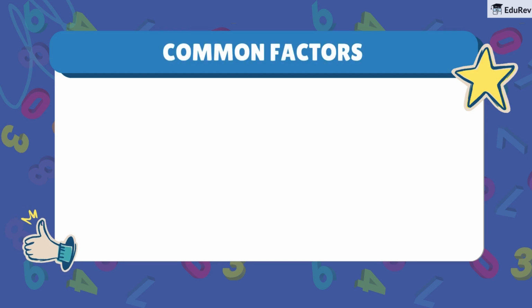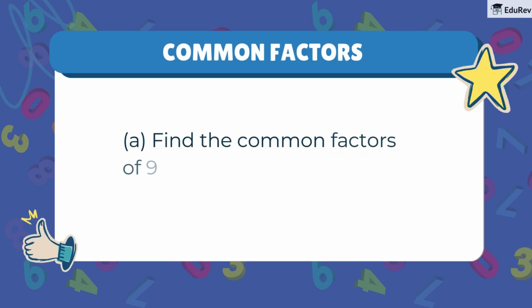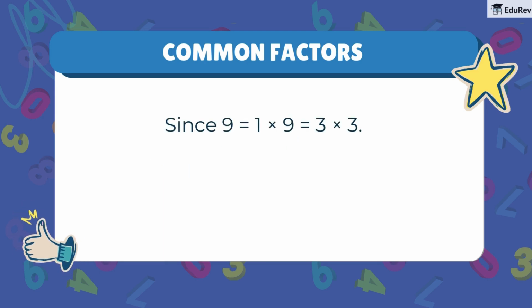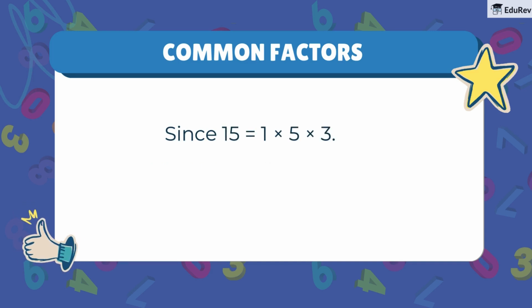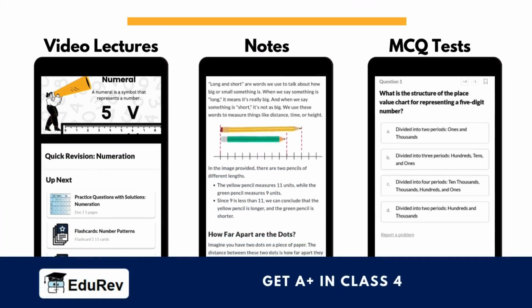Now, let's talk about common factors. The numbers which are common among the factors of 2 or more numbers are called common factors. For example, if we find the common factors of 9 and 15, we start by listing the factors of each. Since 9 can be expressed as 1 times 9 or 3 times 3, its factors are 1, 3, and 9. For 15, we can write it as 1 times 15 or 3 times 5, so its factors are 1, 3, 5, and 15. We hope that you have understood the topic.